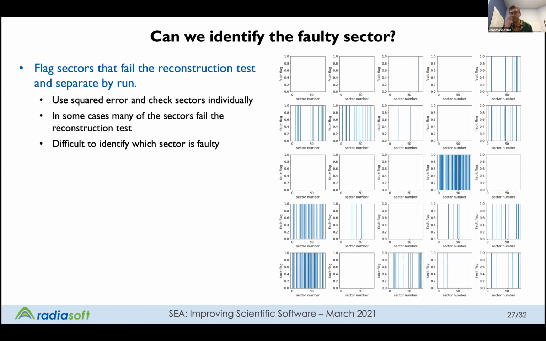And that's sort of what this shows. Here we're looking at sector by sector, which one is being flagged as anomalous. For a very few of these cases, it's clear there's a single sector being flagged as anomalous, or there are no sectors flagged. But for many of them, many sectors are being flagged as anomalous, which indicates it's going to be very difficult to identify exactly which sector is faulting, as opposed to identifying precursors.